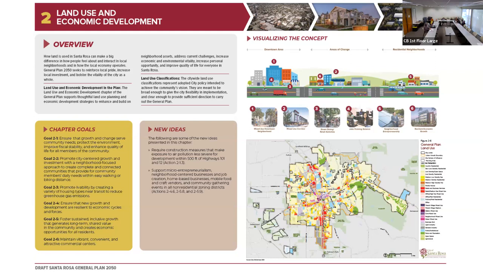Number one, require construction measures that make exposure to air pollution less severe for developments within 500 feet of highways 101 and 12. This means our highways usually are the areas that have the highest amount of pollution. We're going to require developers and the construction to have mitigation strategies, which means maybe sometimes adjusting windows. We don't know specifically what is going to be the requirement. We're just going to ask people who are in the development world to be able to mitigate this exposure to pollution, because we know asthma and other diseases that are being spread in our community are actually located with more concentration in those areas. And so following best practices from other jurisdictions and from the state, we're doing that.